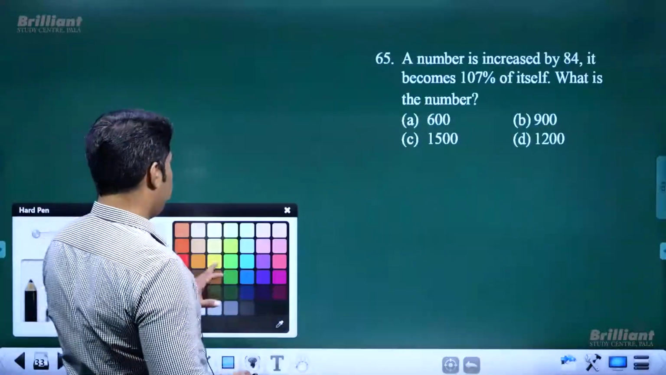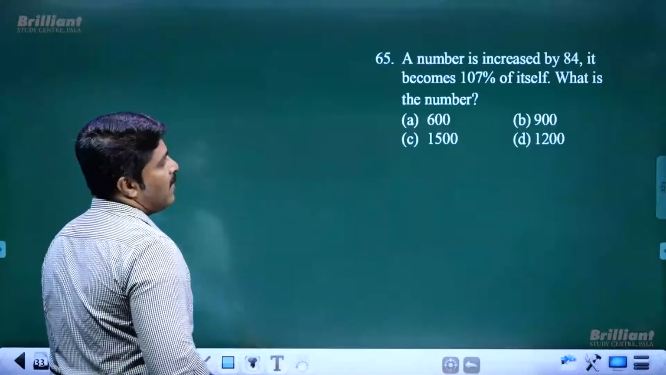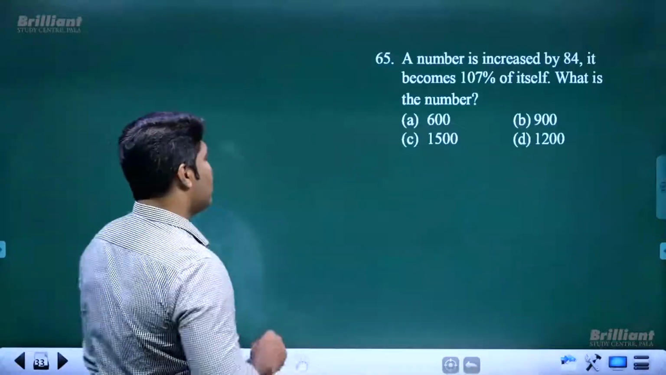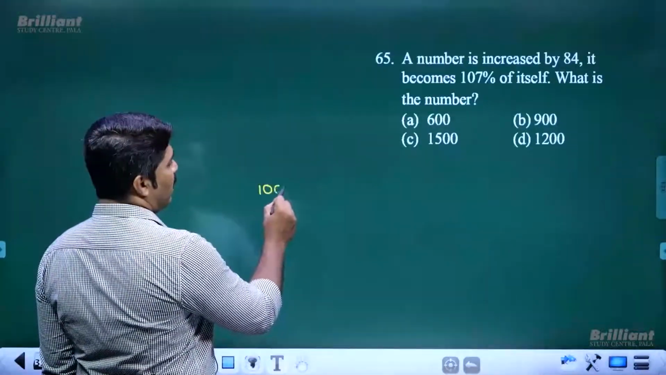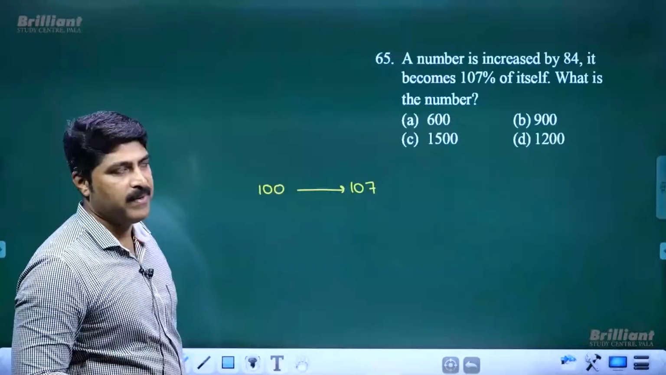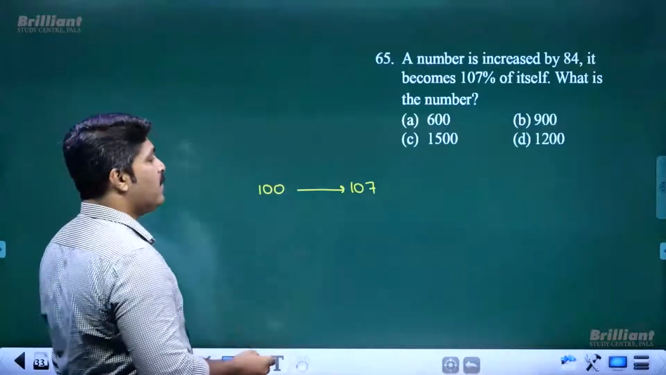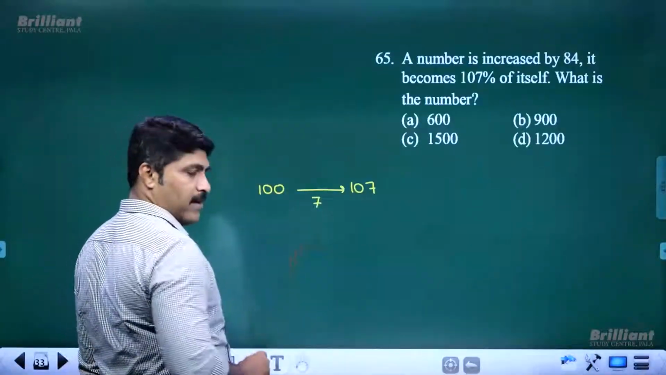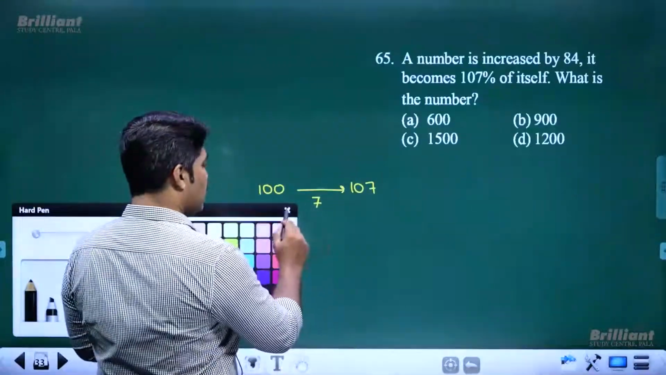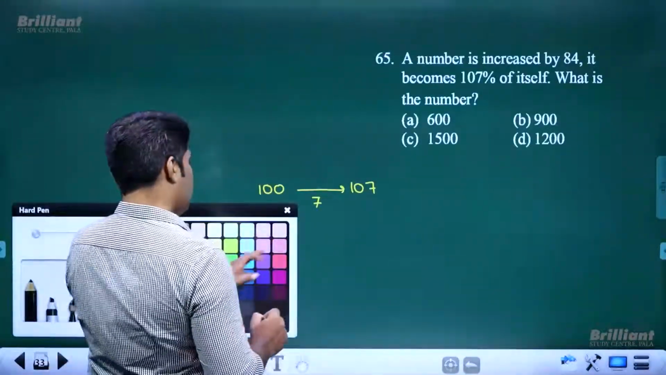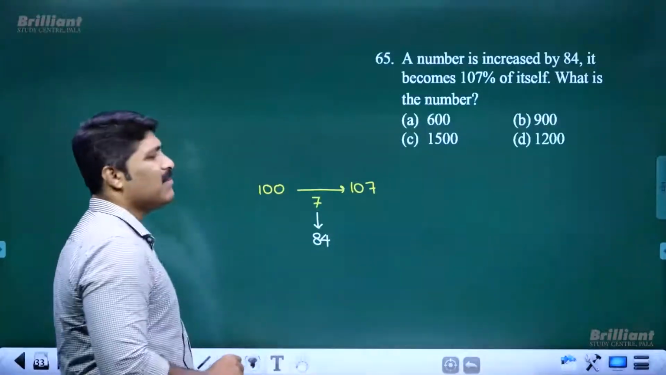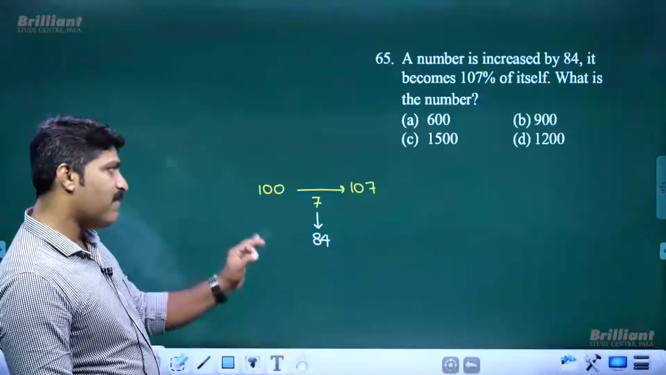Then the next question: a number is increased by 84, it becomes 107 of itself. What is the number? A number is increased by 84, so 100 becomes 107. That's the percentage-wise variation. What's the increment that occurred here? 7. So we just connect it with the quantities. If a number is increased by 84, this 7 is simply representing 84. That's a simple unitary approach. The 7 is 84.